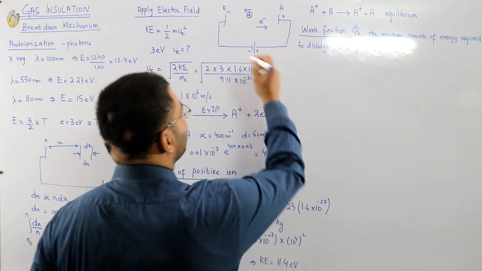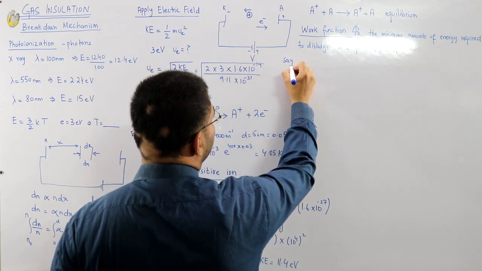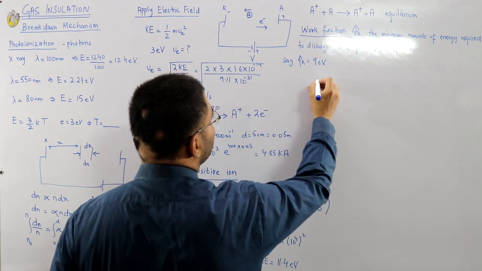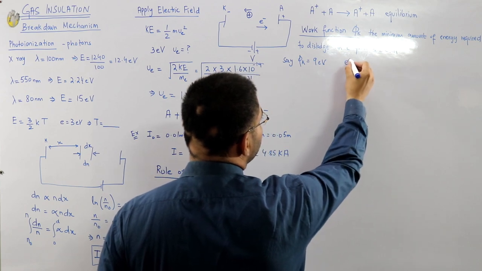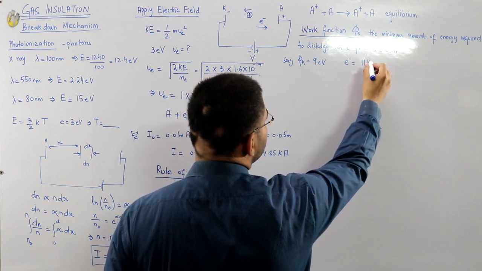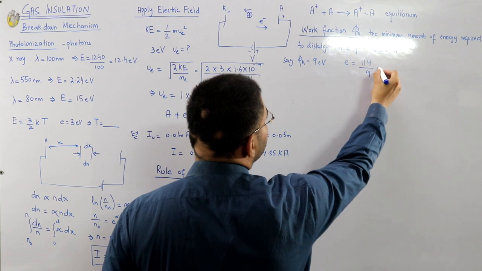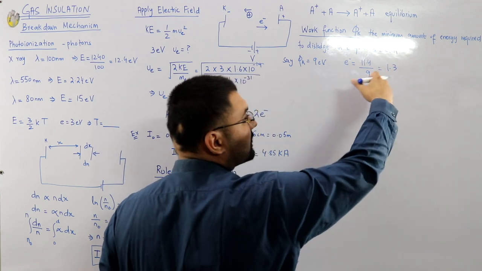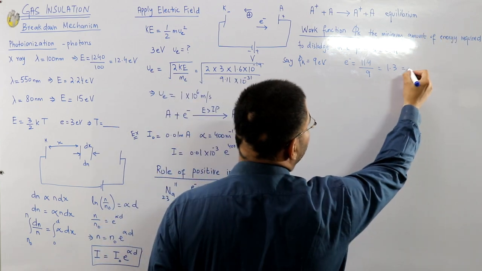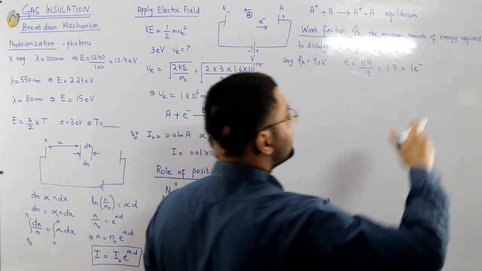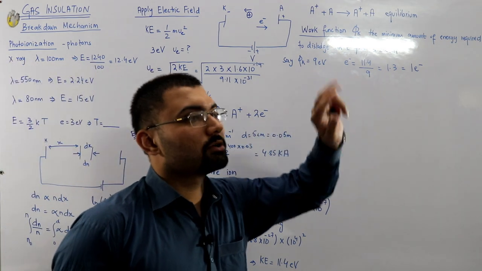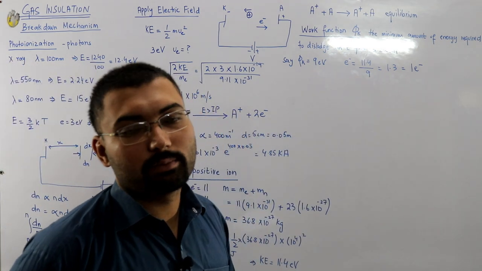Say the work function is 9 electron volts. How many electrons will be emitted? The number of electrons would be my energy, 11.4 divided by 9, so something, a fraction of 1.3. We're not interested in the fraction, so you've got only one electron ejected, and that is no problem because this ejected electron would be directly absorbed by the positive ion.